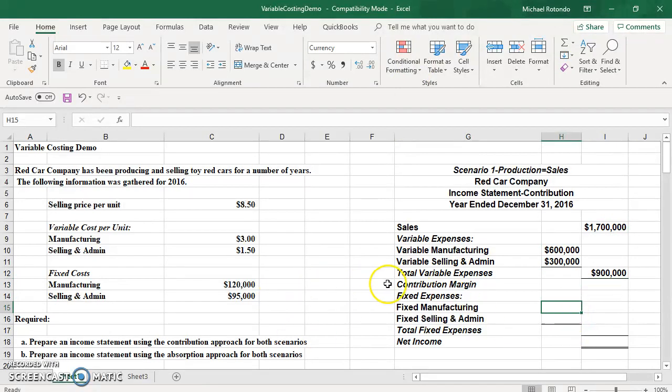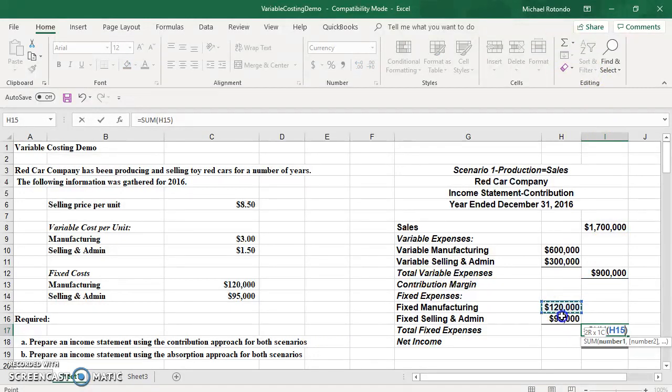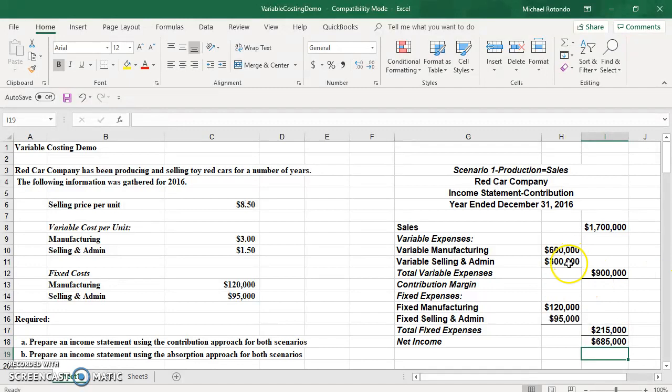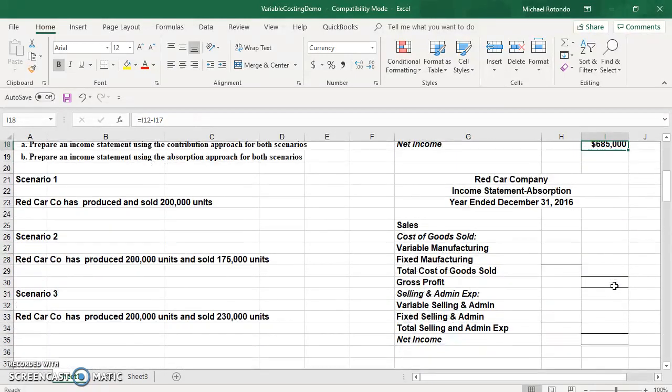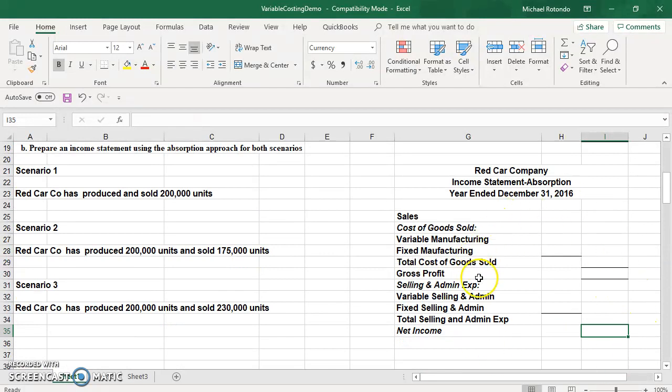Our fixed expenses, we have fixed manufacturing of 120, and we have fixed selling and admin of 95. So our total fixed expenses are going to be 215. So we're going to have a net income of 685. So we have a net income here. We should have the same net income when we do it down here.